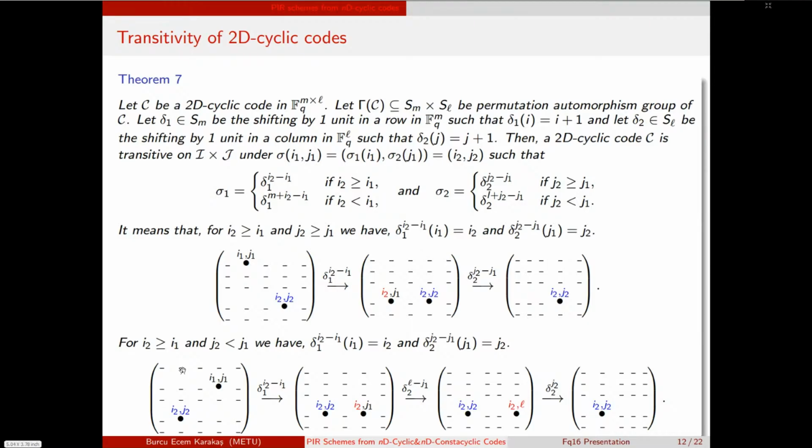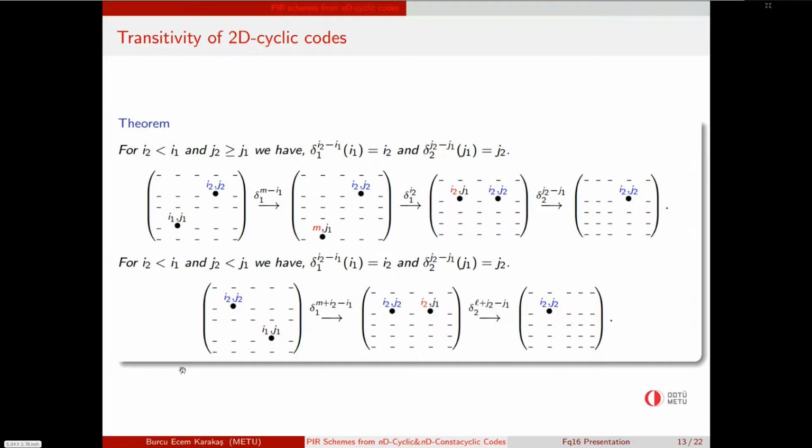Here we have two cyclic shift operations, row shift and column shift, and we want to go from this position to the (I2, J2) position. And here we have 4 options. One of them is this one, and these are the other 2. And we can say that 2D cyclic codes are also transitive codes.